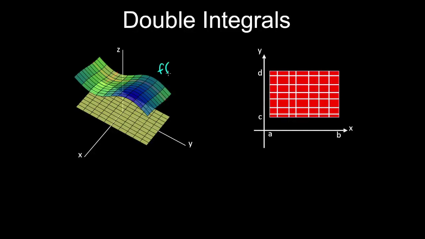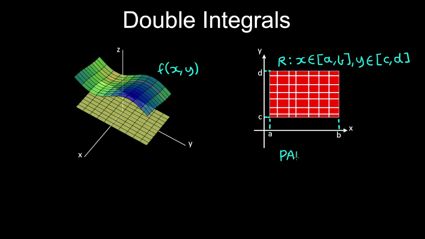Consider a function of two variables that's defined in a rectangular region R in the xy plane, where x is in the interval from a to b, and y is in the closed interval from c to d. And if we subdivide this region using lines that are parallel to the coordinate axes, then the rectangles form a partition of R. So we can have many different types of partitions depending on how we subdivide the region.